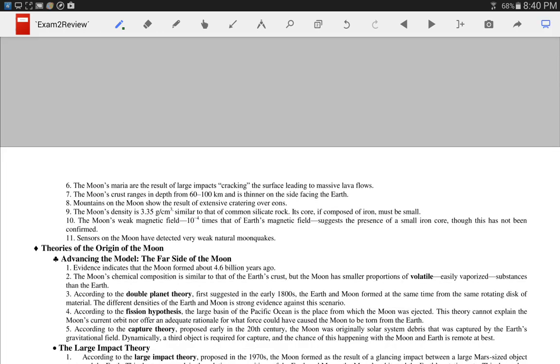Is there anything else that's important about the Earth? Oh, yes. Weather patterns on the Earth. Why do we have tornadoes and hurricanes?